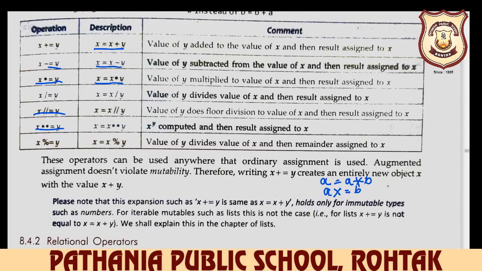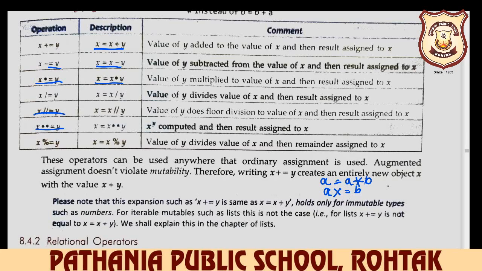Everyone note that this expansion, such as x += y being the same as x = x + y, holds only for immutable types such as numbers. For iterables, iterable means sequential, mutables such as list, that is not the case. For list, x += y is not equal to x = x + y. We shall explain this in the list chapter also.